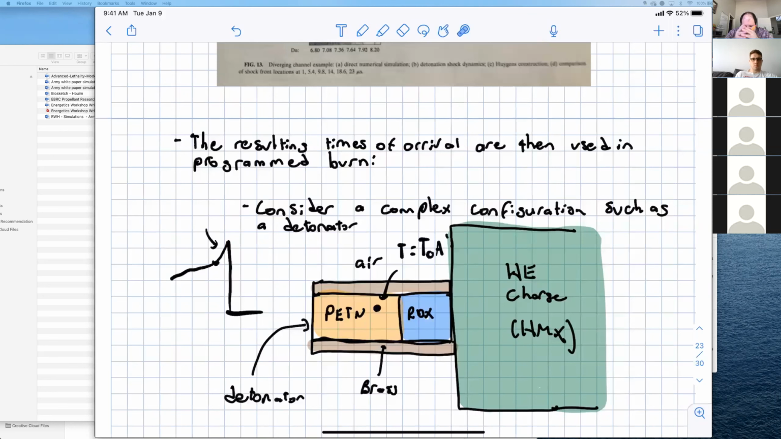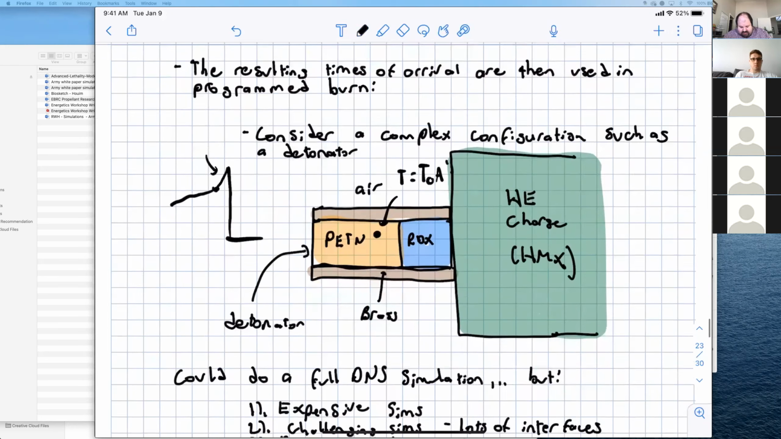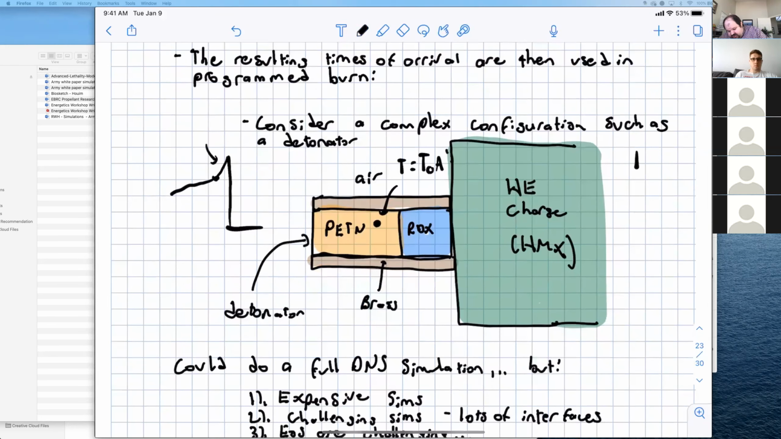Okay, and then oftentimes, I'll just make a note here, the time of arrival is stored in a burn table. If you're ever working in this area and you hear the phrase burn table, that's just a table, basically a grid of points with the times of arrival.